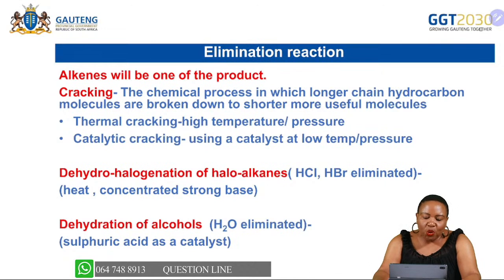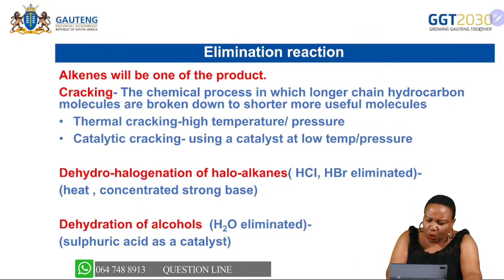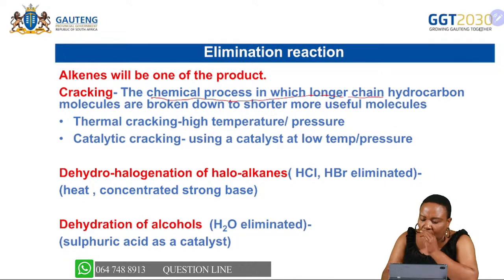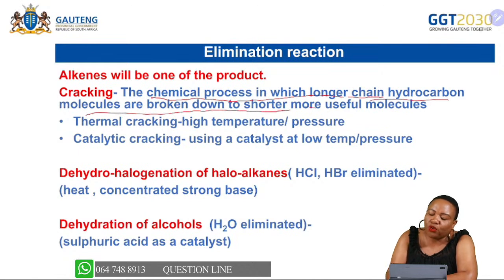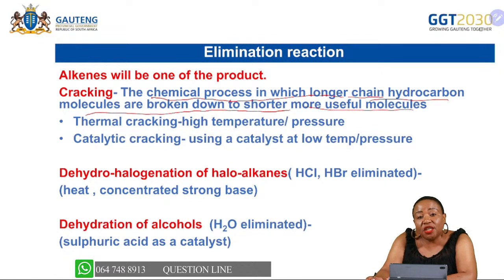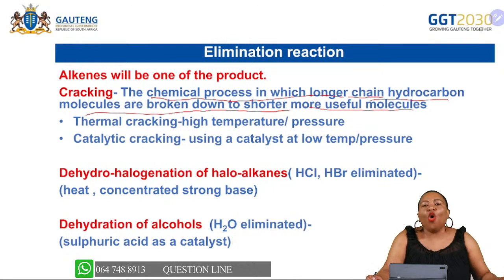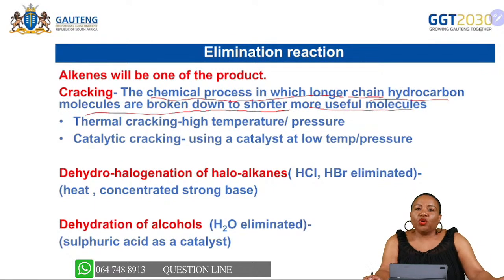So we are going to look at different types of eliminations. However, for the purpose of the exam and the exam guideline, we are going to look at the first type of elimination, which is cracking. The cracking that we are going to look at is only for the cracking of alkanes. What does cracking mean? It's the chemical process in which longer chain hydrocarbon molecules are broken down into shorter, more useful molecules. This definition is also provided on your exam guideline, so you'll just copy it as it is and remember it as it is.